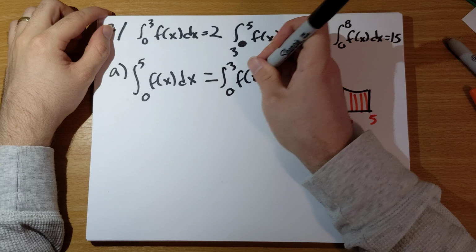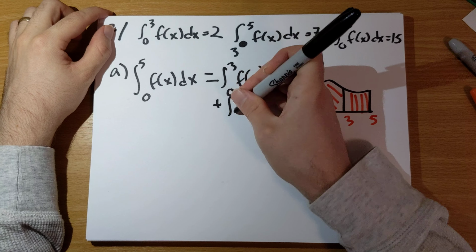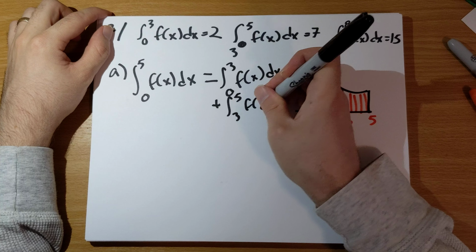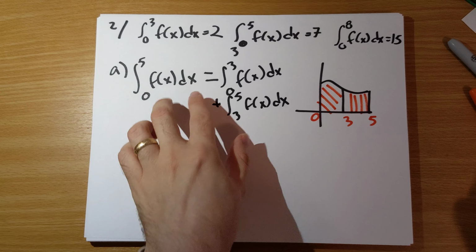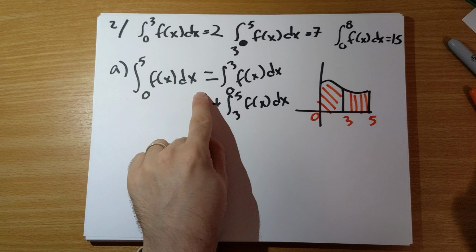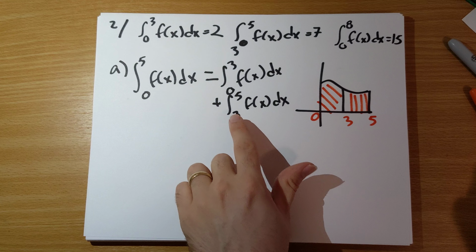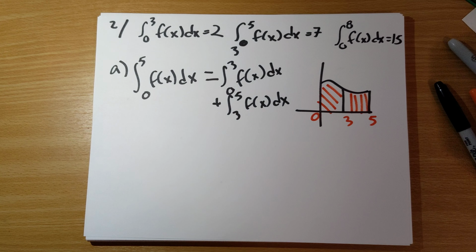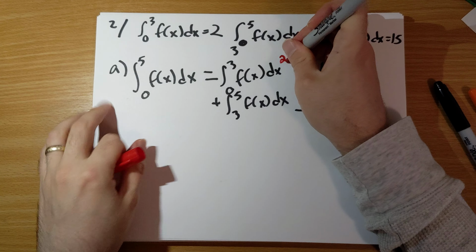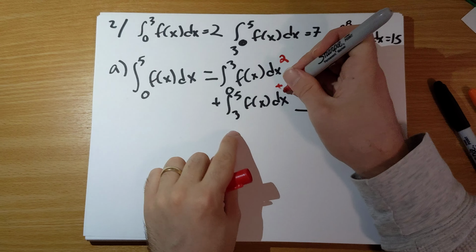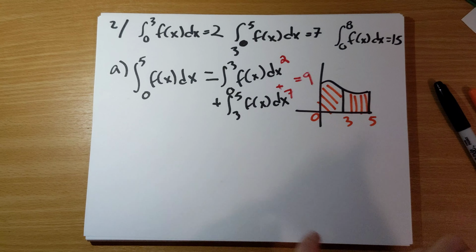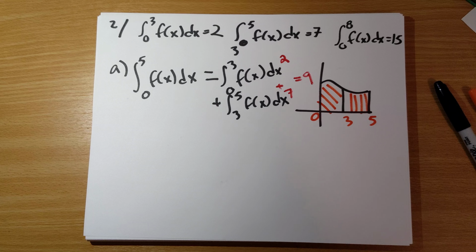And so we can put things together in this way. The integral from 0 to 5 of x f of x dx is equal to the integral from 0 to 3 of f of x dx plus the integral from 3 to 5 of f of x dx. And we know this is 2 and this is 7. So our answer here is 9.